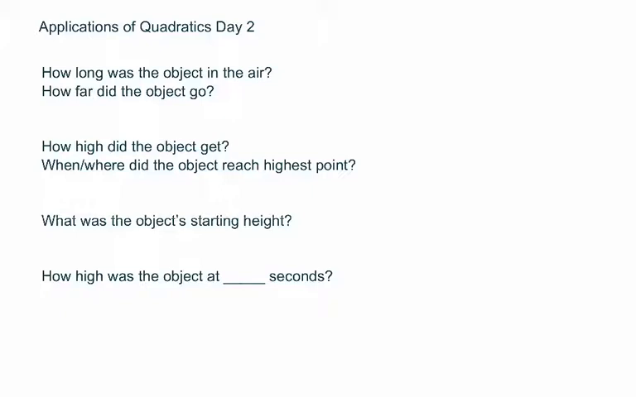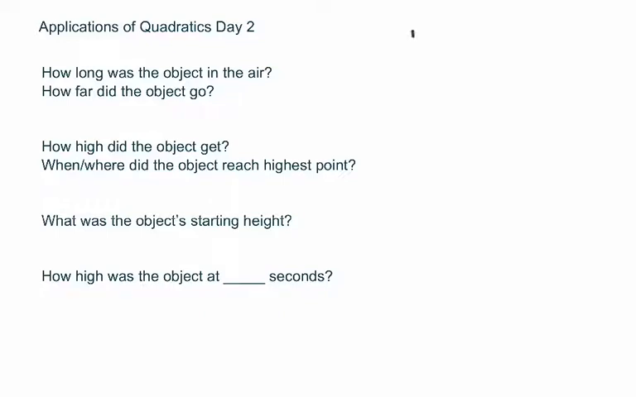Second kind of group of questions is how high did the object get, or when or where did the object reach its highest point? Notice that in this, the maximum height is a key point. You could be asked what was the object's starting height, or some equivalent question. Keep in mind that there's variations on the wording here, but you would be being asked the same thing. And how high was the object at blank seconds, and you would be given an actual time.